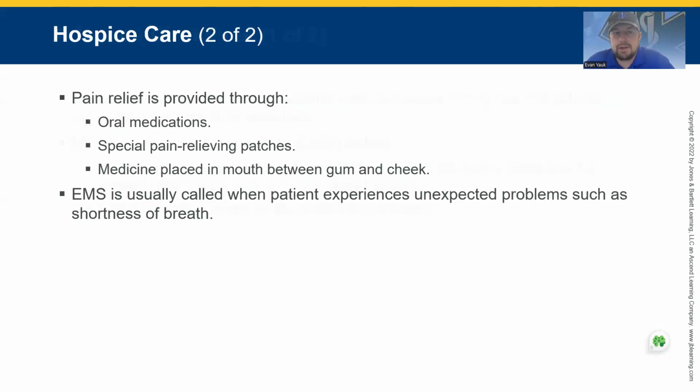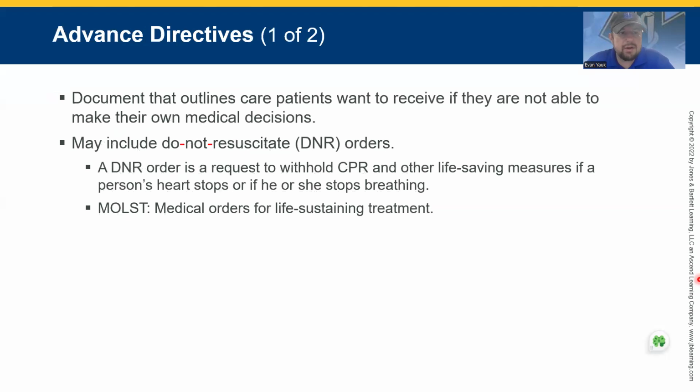So if you go on to EMT, we will go into hospice a little bit deeper and we'll explain some of the do's and don'ts, or should and shouldn't haves, but we won't right now. Advanced directive. A document that outlines care patients want to receive if they are not able to make their own medical decisions.